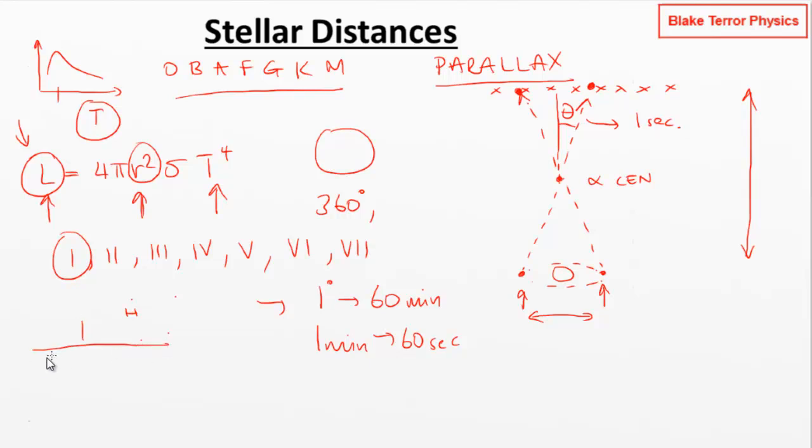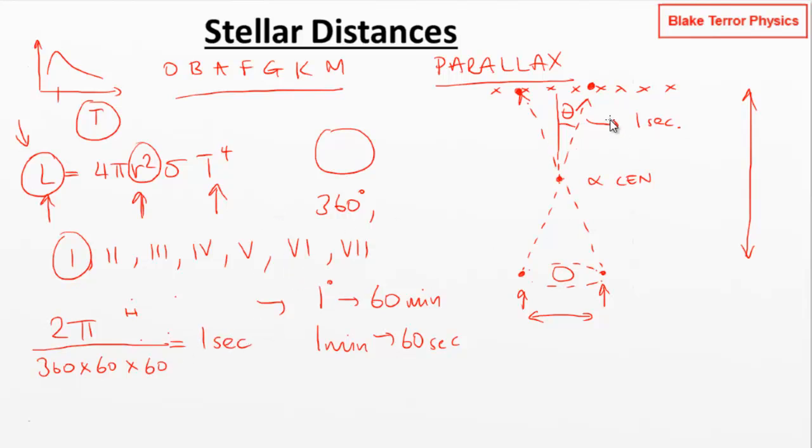So let's do this as a fraction. 1 over 360 gives us degrees. Then we multiply by 1 over 60 to get it into minutes, and then we multiply it by 1 over 60 in order to get it into seconds. So this is a small angle. If we're doing this in radians, then 2 pi divided by all of this is going to give us 1 second of arc.